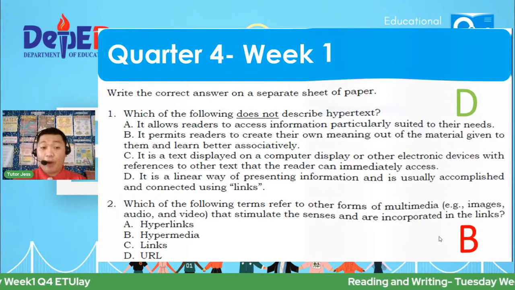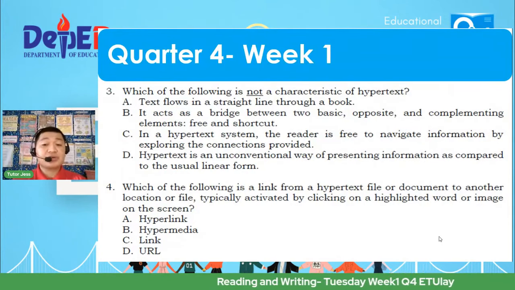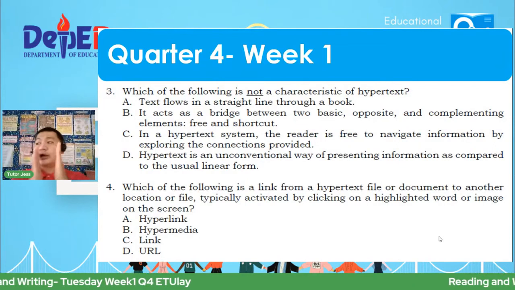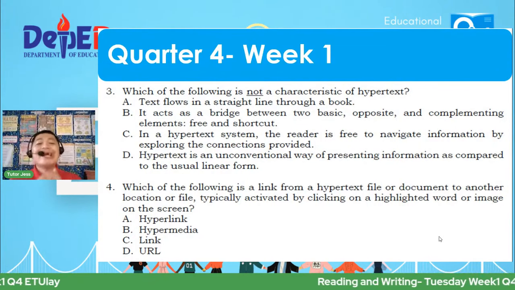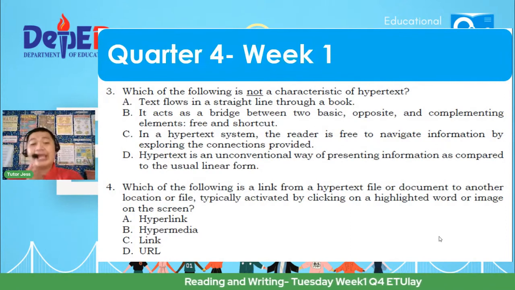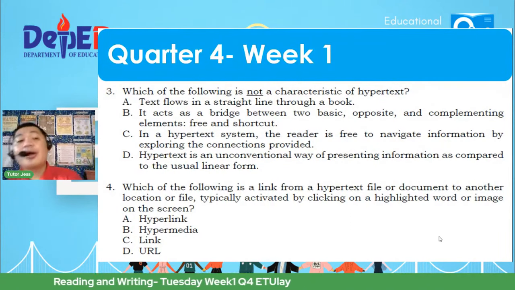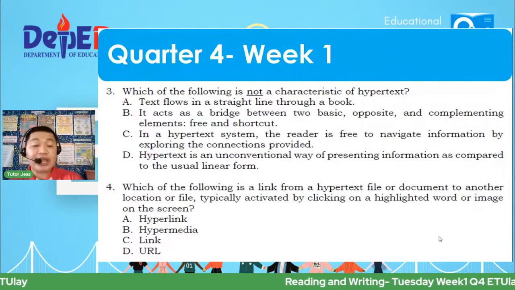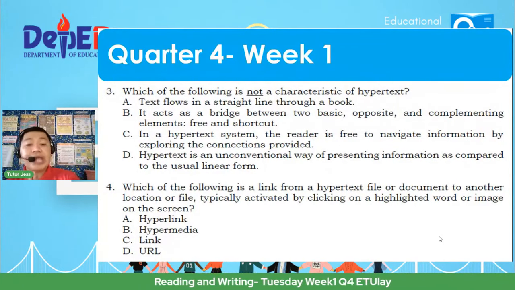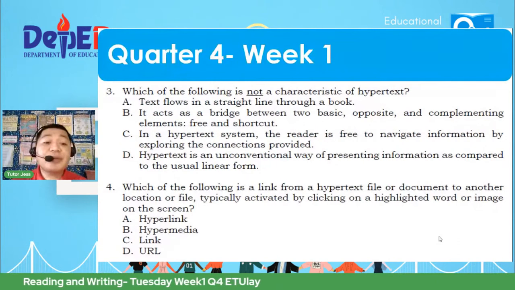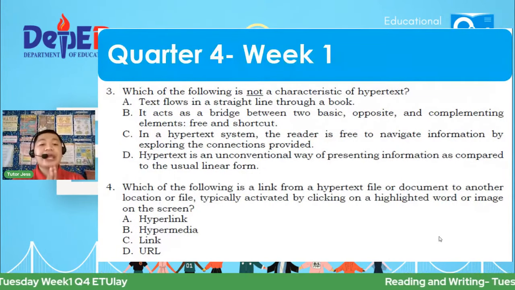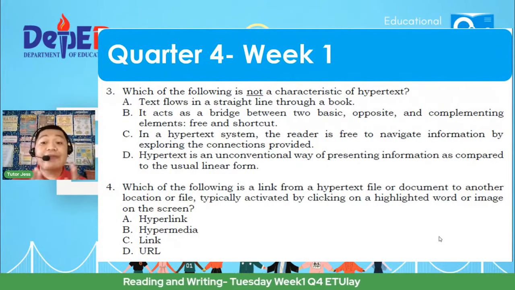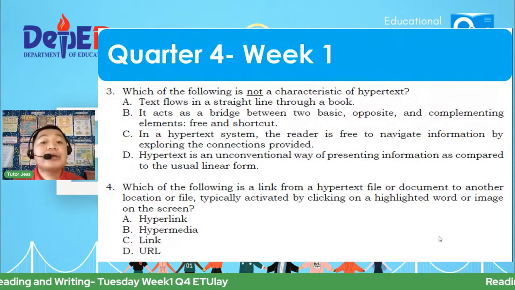All right, for number three and four, which of the following is not a characteristic of hypertext? Tingnan nga natin. May Resurrection, Joel, Erlinda, Melody, Mary Jane. Ano ang inyong mga answers? Letter A, text flows in a straight line through a book. B, it acts as a bridge between two basic, opposite, and complementing elements, free and shortcut. C, in a hypertext system, the reader is free to navigate information by exploring the connections provided. D, hypertext is an unconventional way of presenting information as compared to the usual linear form.